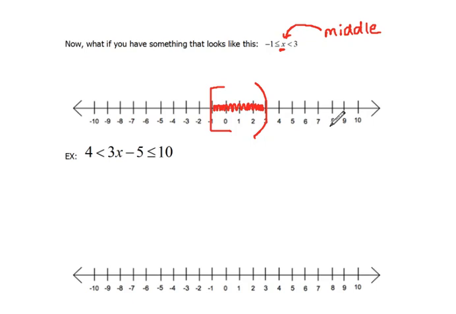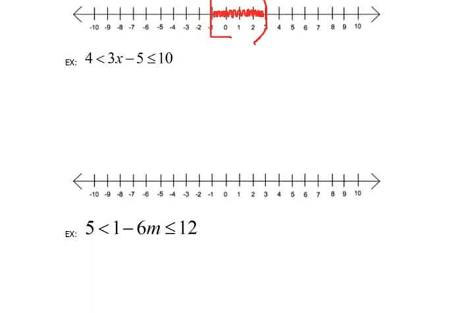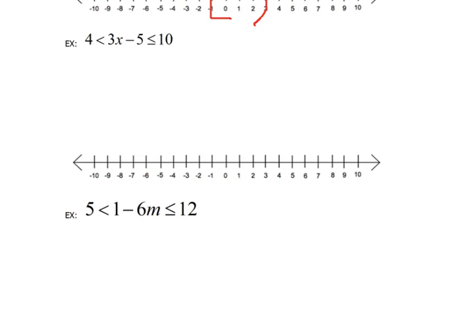Let's work a problem and see how it's going to look when we have to actually solve it. Here we have one that says 4 is less than 3x minus 5, which is less than or equal to 10. Do we notice here that it's almost as if you have three sides? With an equation, if we just had 3x minus 5 equals 10, we'd have two sides, one on either side of the symbol. But in this case, it's like we have three sides: a left, a middle, and a right.